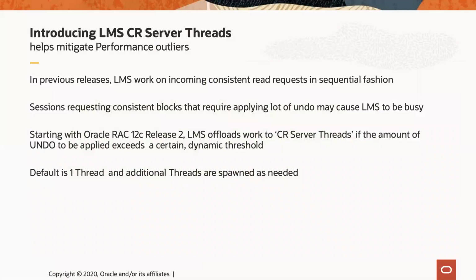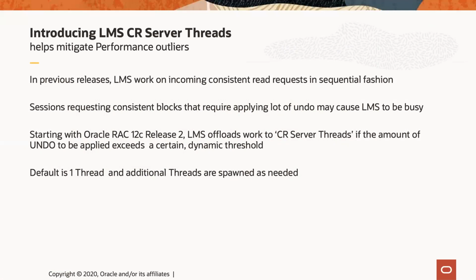Typically, it is able to do it. Let's say it is reading, say, 5 to 10 blocks per second. Now, suddenly one query comes in and says, I want you to get me a block from about 30 or 40 seconds ago. This might require applying a lot of undo, because if you're making changes 10 to 15 times per second, reading something from 30 seconds ago requires a lot of work. This LMS would get busy doing work on behalf of that session, and therefore cause the rest of the traffic to build up, which is what showed up in the earlier slide as an outlier, right?